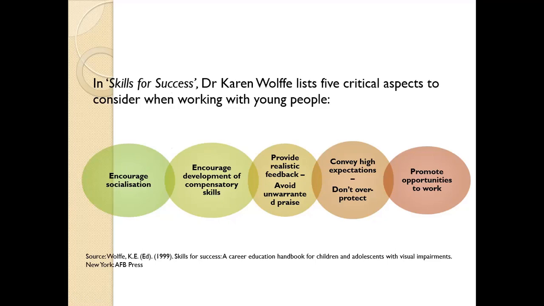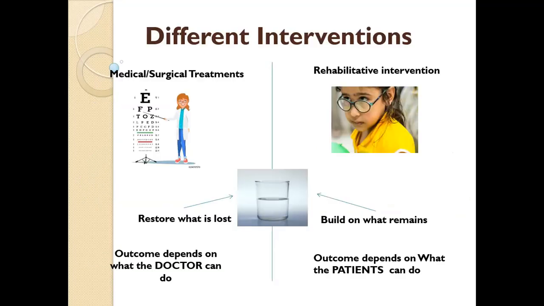Provide realistic feedback to them, because they are totally unconnected with the world. They don't know what is realism. So do not praise them unwantedly. Tell them what they are doing, either correct or wrong, and convey high expectation. Never overprotect, because they have to carry on their life independently, and promote opportunities for work. So when we are intervening, the surgical part or medical part is completed by the doctor, and rehabilitation takes over now. So they utilize what is remaining in the cup.